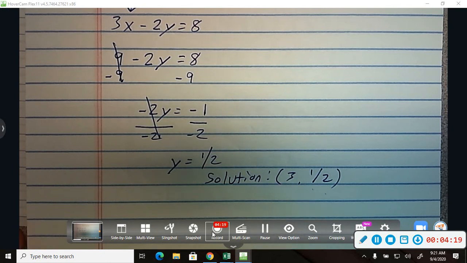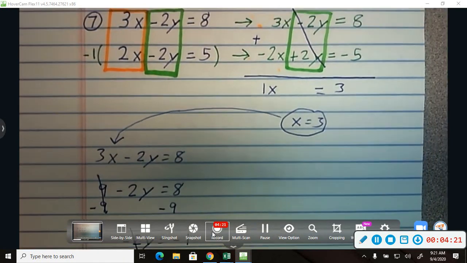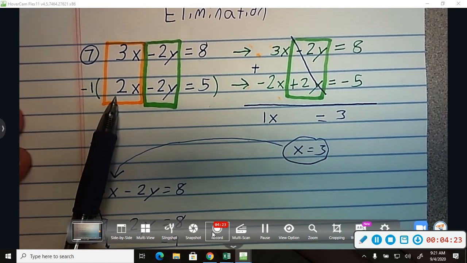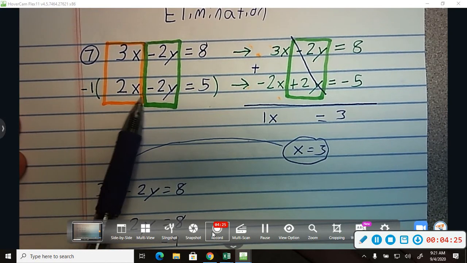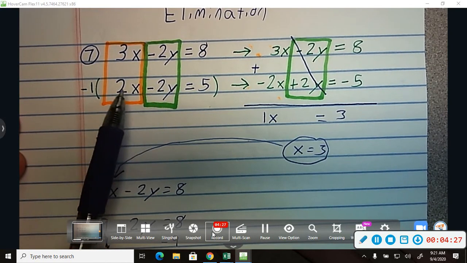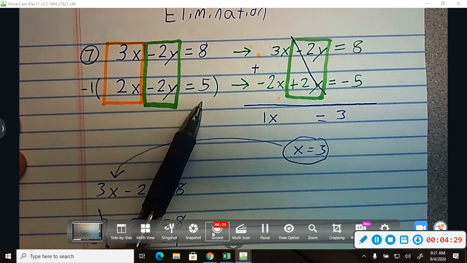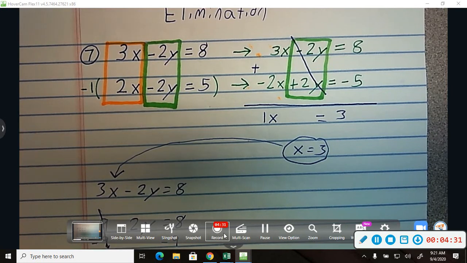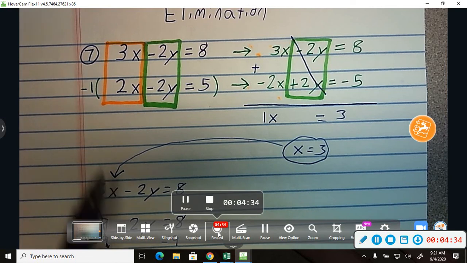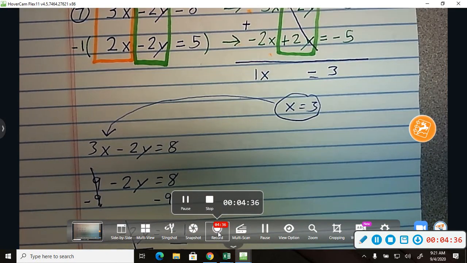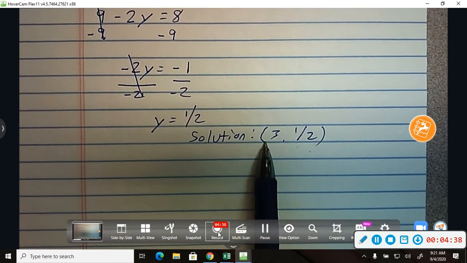And then I would plug that into the other equation just to double check. 2 times 3 is 6. Half of 2 is 1. 6 minus 1 is 5. So it works. I know I'm correct. So the solution to this system is x, y, 3, 1/2.